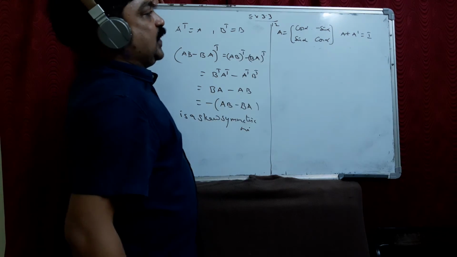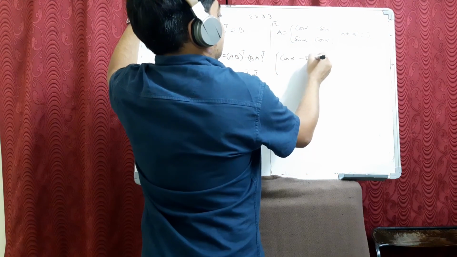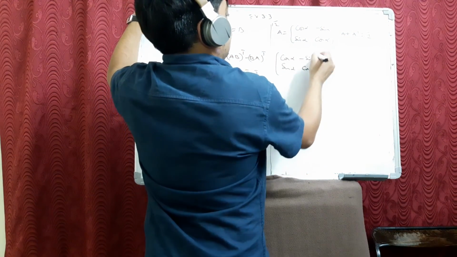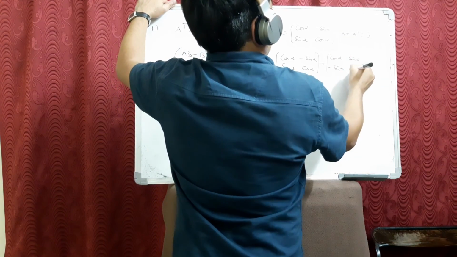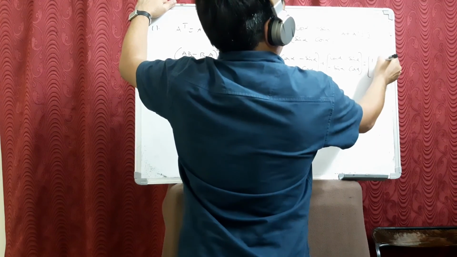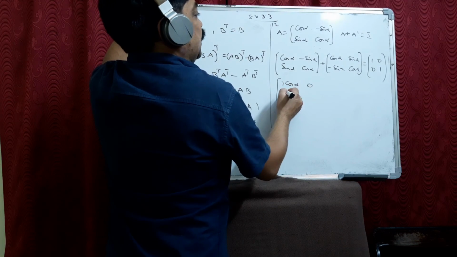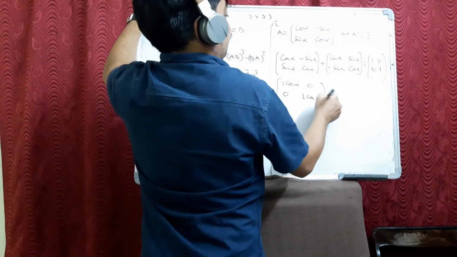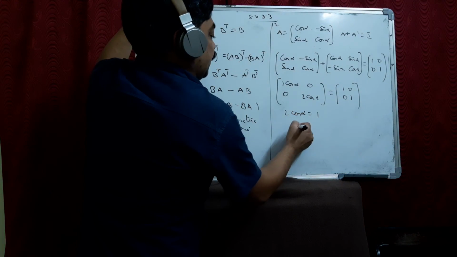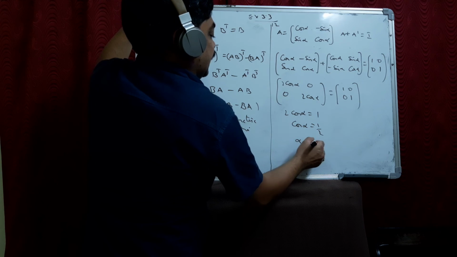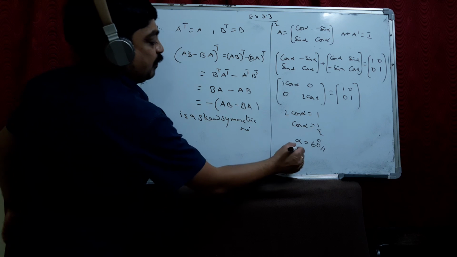Okay, now here, look here. You are given A plus A transpose is I. Okay, let us do. Cos alpha minus sin alpha, cos alpha, plus its transpose, cos alpha minus sin alpha, cos alpha, is equal to I, means 1 0 0 1. Let us add them. 2 cos alpha 0 0 2 cos alpha equal to 1 0 0 1. So if you equate the corresponding elements, cos alpha is 1 by 2, alpha is 60 degrees. Is the option there? Yeah, it is there. It is pi by 3.